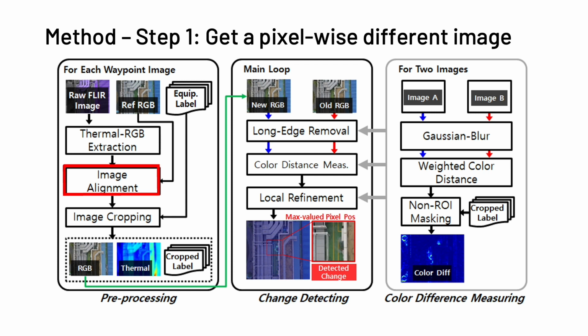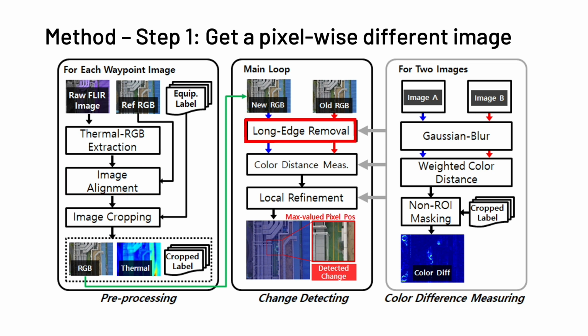And secondly, based on the extracted RGB images, we also need to have an image alignment process. This is because even though the UAV was able to fly along a pre-planned path, due to the GPS localization error, aerial images for the same spot are slightly misaligned. Here we assume that for each waypoint, we already have a reference RGB image, which is then used for the image alignment process. Then after some of the other minor processes, images are ready for its main process.